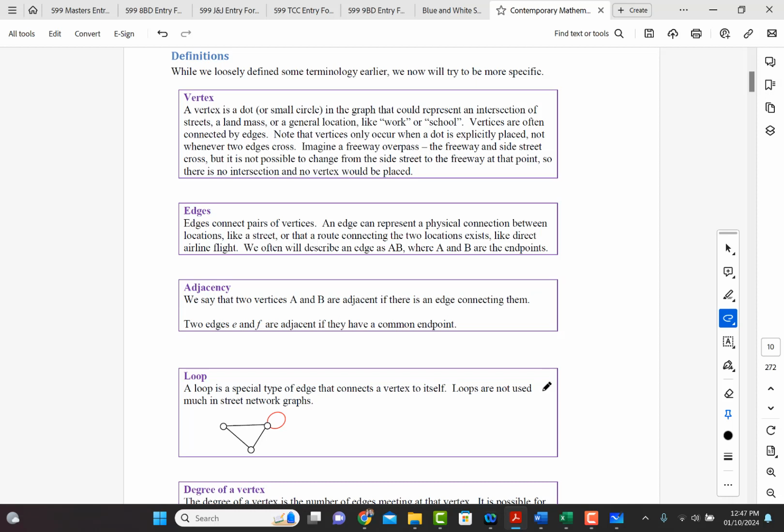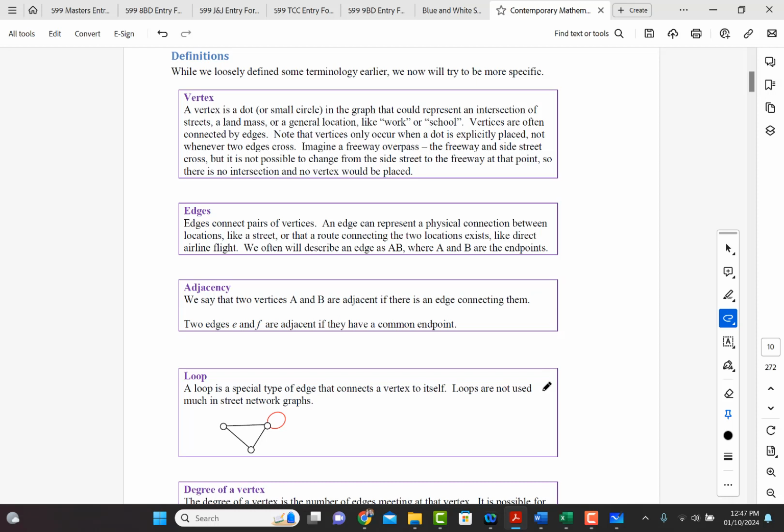Notice that vertices only occur when a dot is explicitly placed, not whenever two edges cross. Imagine a freeway overpass. The freeway and side street cross, but it is not possible to change from the side street to the freeway at that point. So there's no intersection and no vertex that we would place.